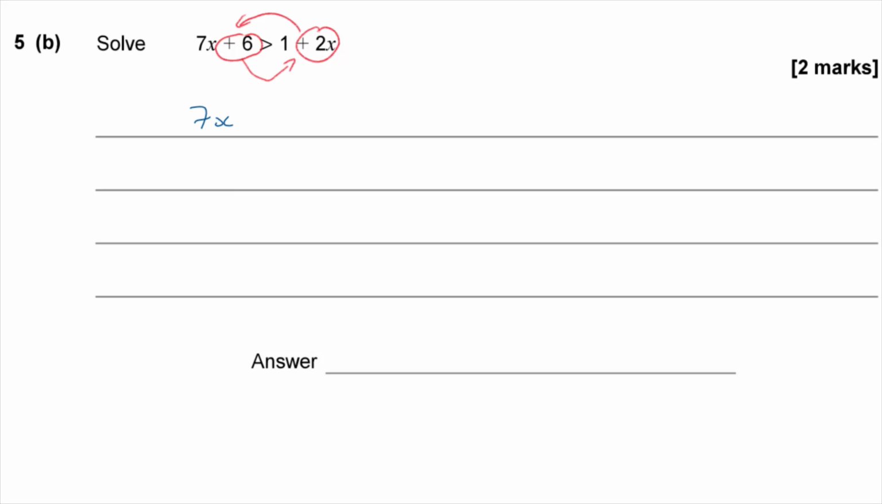So my 7x, if I take the 2x over, it will become minus 2x, and that's going to be greater than 1, which was already there, and I'm moving the plus 6 over, it's going to become minus 6. So 7x minus 2x is greater than 1 minus 6. 7x minus 2x is 5x. That is greater than 1 minus 6, which is minus 5. And then dividing both sides by 5, I'm going to get x is greater than negative 1. Just take care with inequalities. You avoid trying to divide through by negative numbers, and you should be fine. So x is greater than minus 1 is the solution.